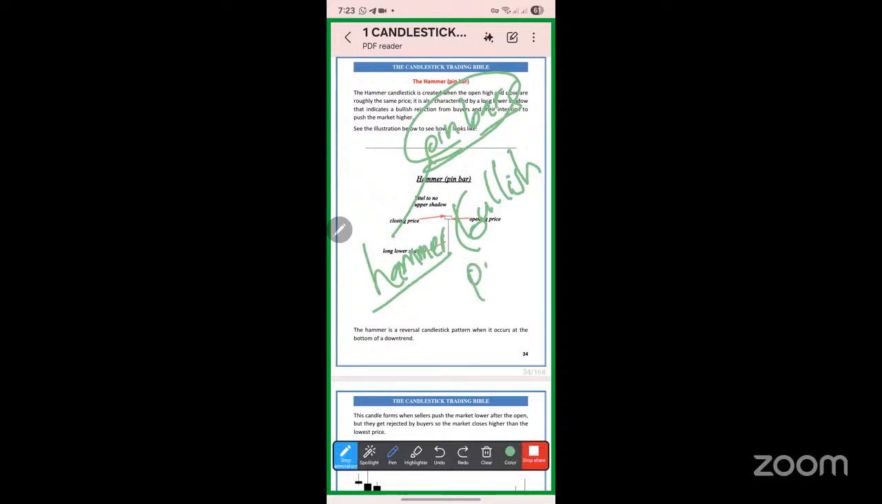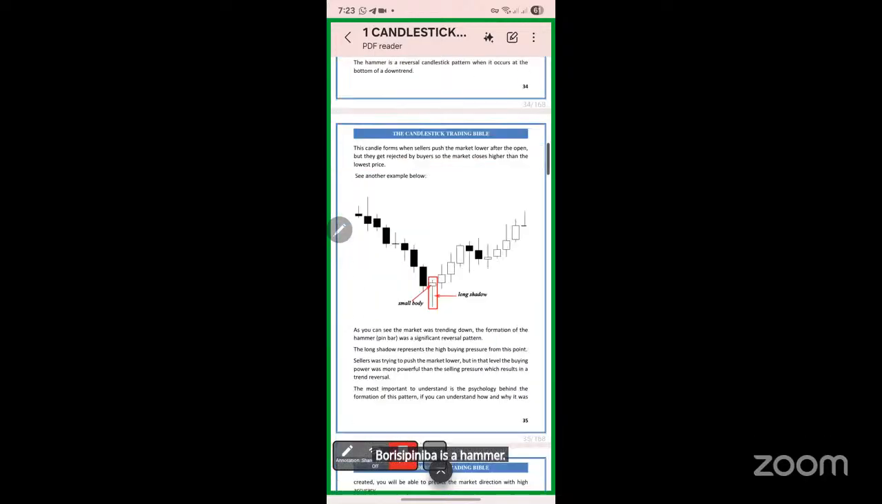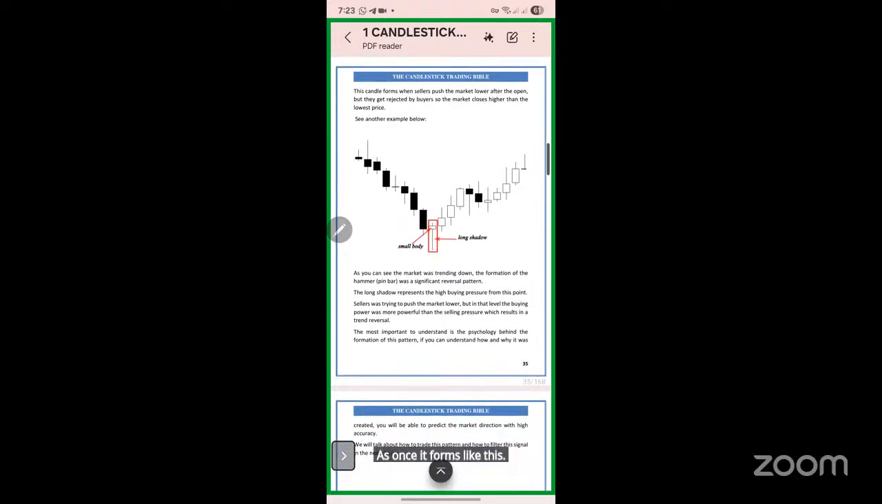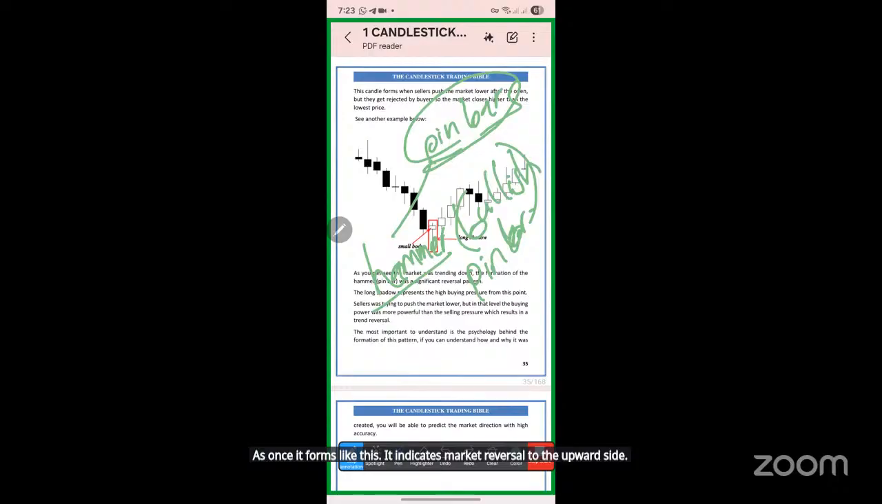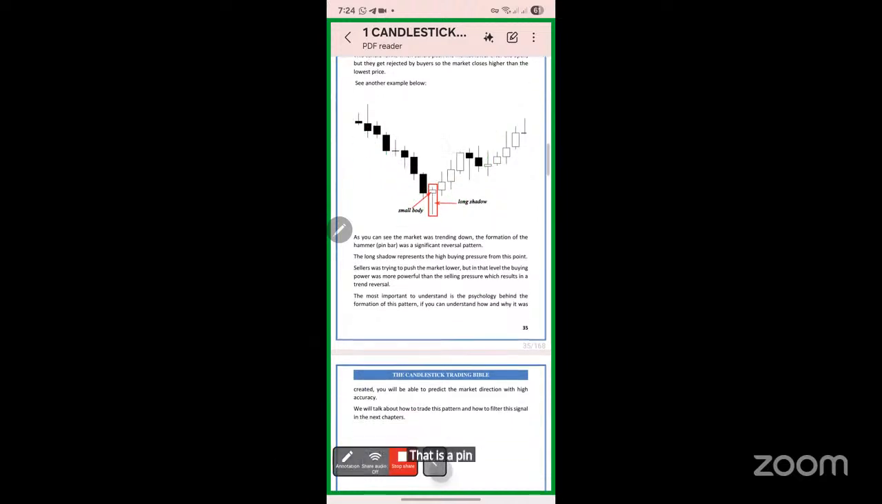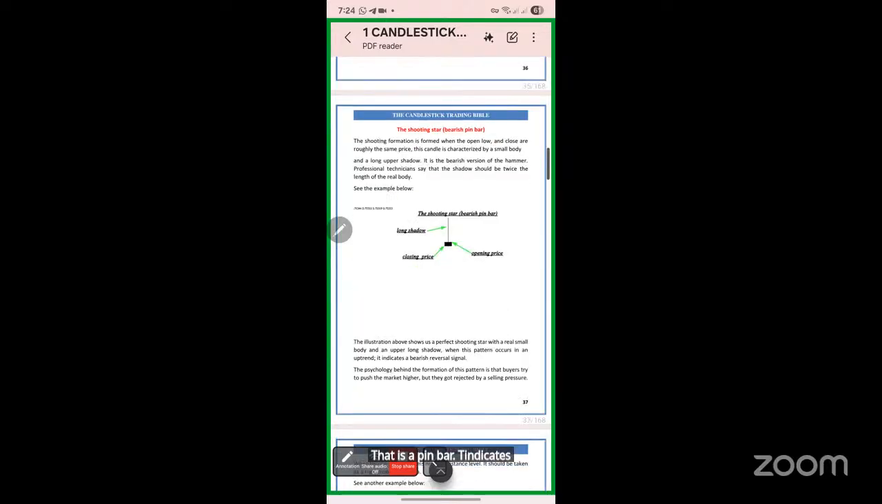Bullish pin bar. The bullish pin bar is a hammer. Once it forms like this, it indicates a market reversal to the upward side. You will see that the market has been trending downwards like this. It reaches our support area, then it reverses to the upward side. That is a pin bar. It indicates a market reversal to the upward side.